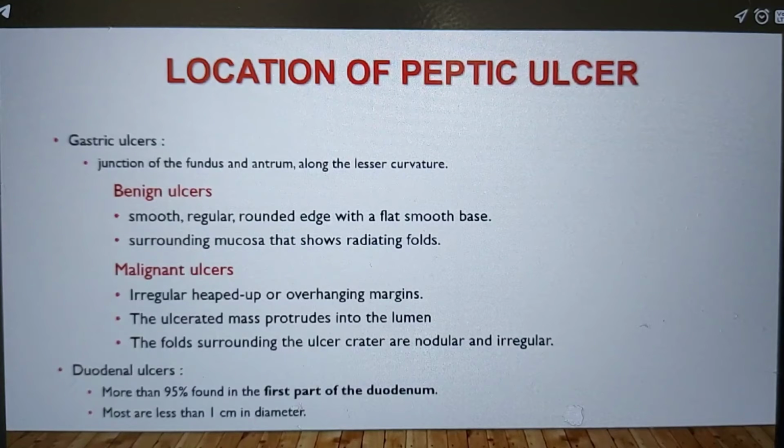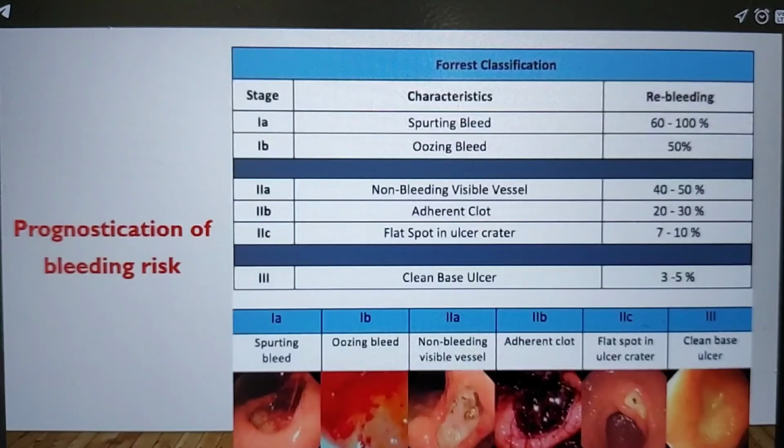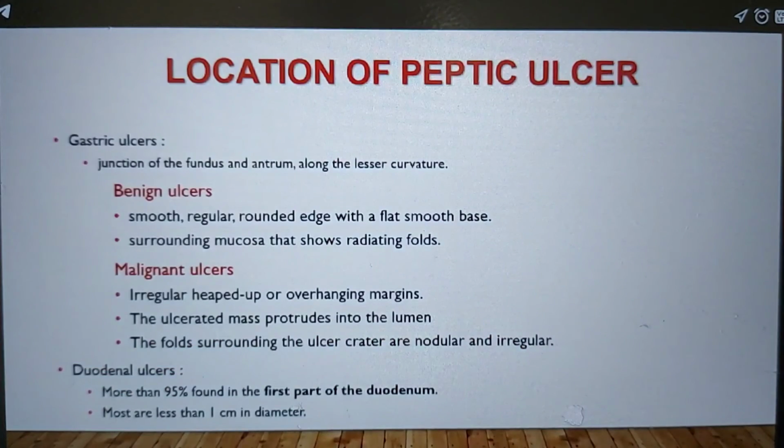How can we differentiate whether it's benign or malignant? A benign ulcer will have a smooth, regular, and rounded edge with a flat, smooth base, and surrounding mucosa that shows radiating folds. However, a malignant ulcer usually has irregular heaped-up or overhanging margins, and there's an isolated mass that protrudes into the lumen. Also, the folds surrounding the ulcer are nodular and irregular.